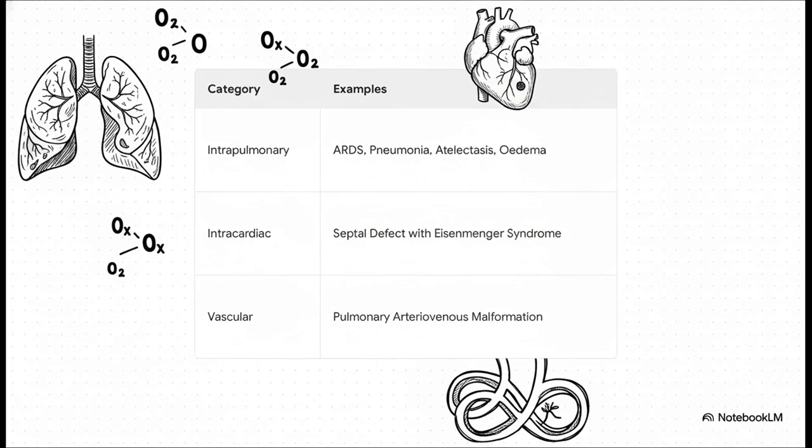While the intrapulmonary causes are by far the most common things we deal with in the ICU, we're talking ARDS, pneumonia, atelectasis, pulmonary edema, basically anything that fills up or collapses the alveoli so air can't get in.